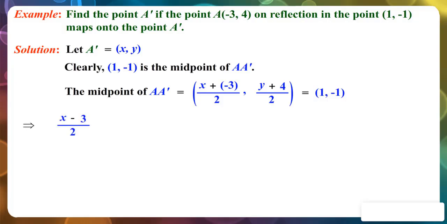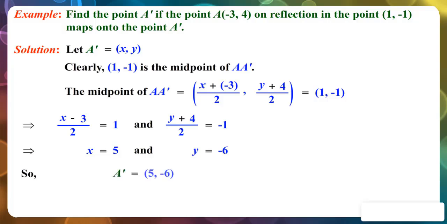This implies (x - 3)/2 is equal to 1 and (y + 4)/2 is equal to minus 1. This implies x is equal to 5 and y is equal to minus 6. So, A dash is equal to (5, -6).